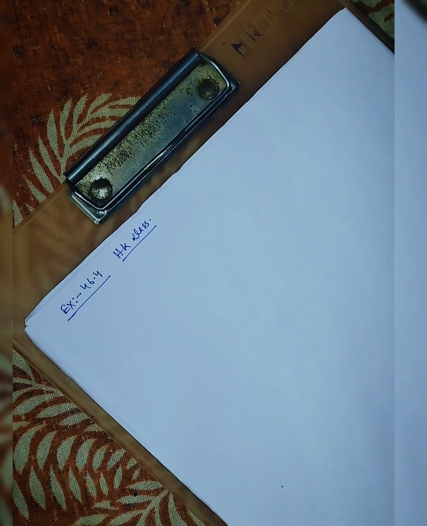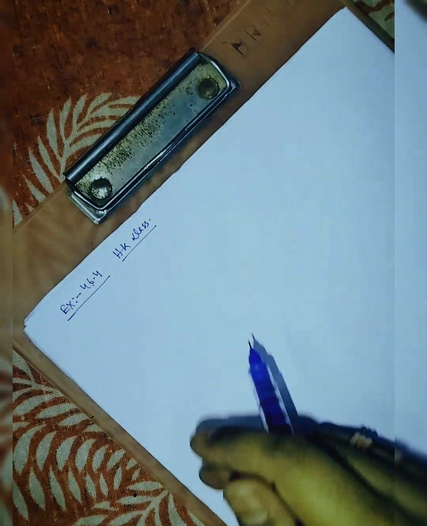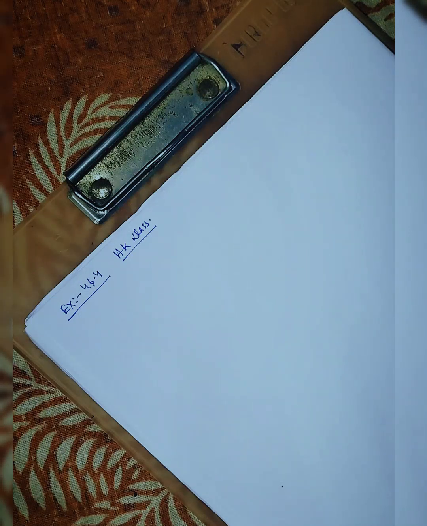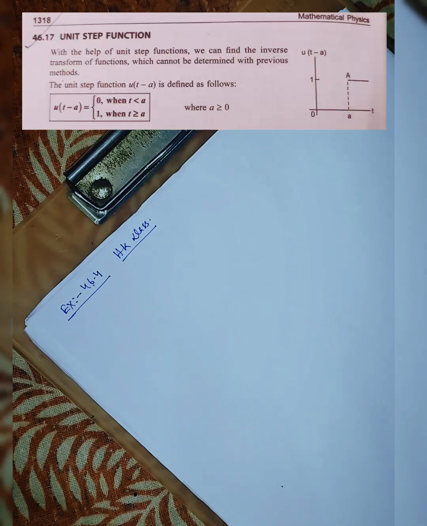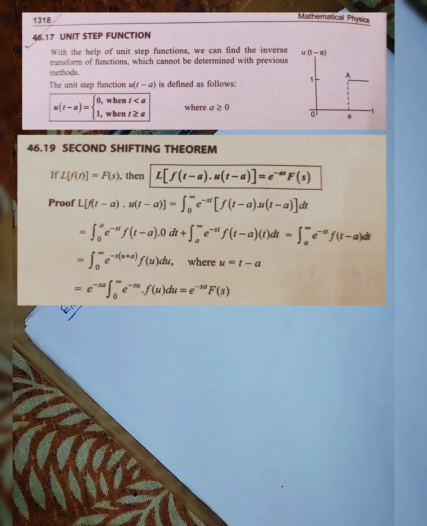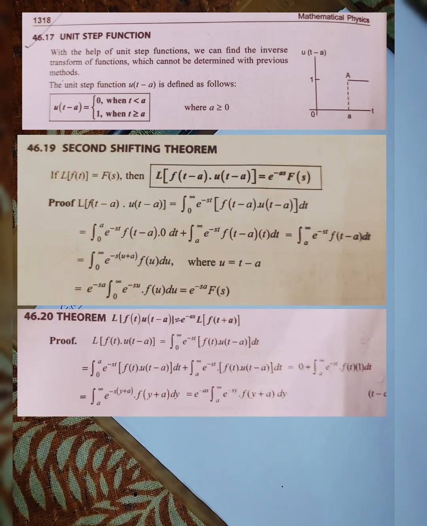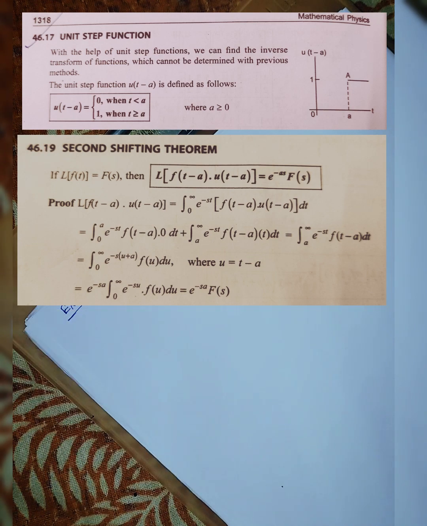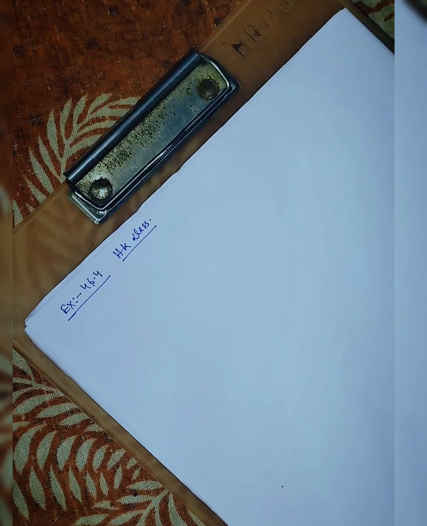Okay, today I am going to solve exercise 46.1 from the book Mathematical Physics written by H.K. Das. This exercise is based on the unit step function, the second shifting theorem, and an integration theorem. I think you all know about this. If you don't know about this, then first you should read it, and after that come to this video. This is basically a problem solving video.